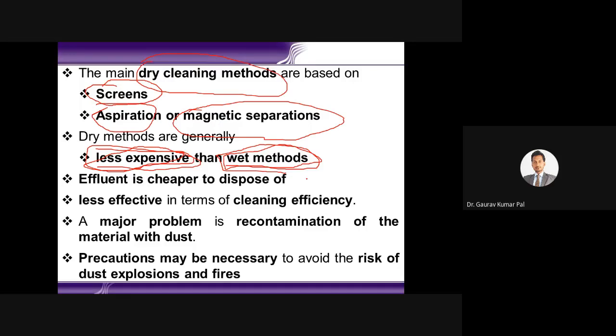Prince, can you tell me why the dry cleaning methods are less expensive as compared to the wet cleaning method? Prince, can you hear me? If you are not able to unmute yourself, you can write in the comment box also. Someone should come forward and tell me what could be the reason. Anyone, please come forward. At least one person.